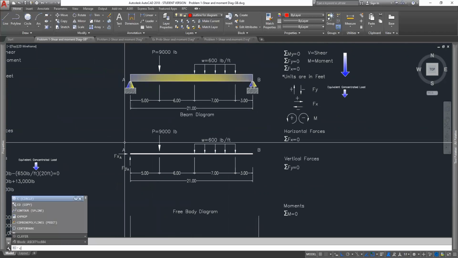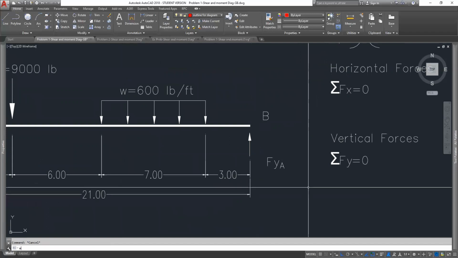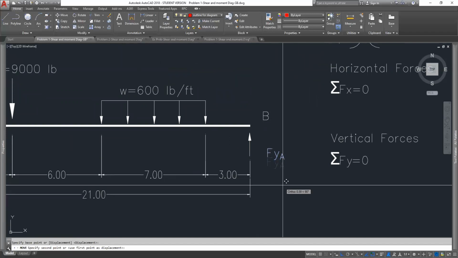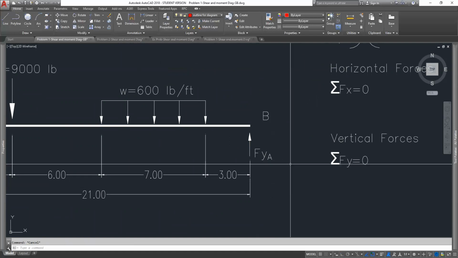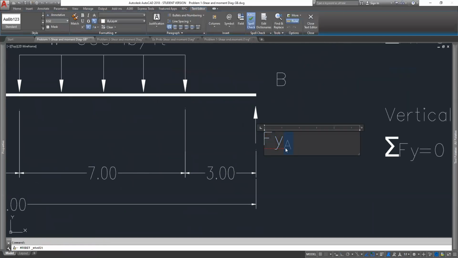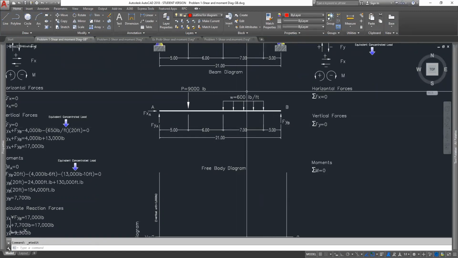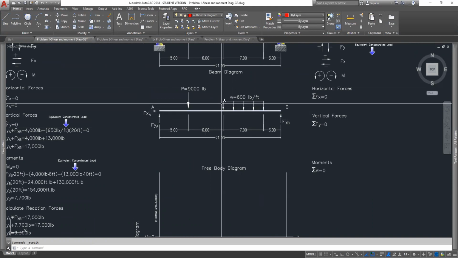So in my free body diagram, I could take this and move it over. Let me copy it over also, and I'm going to move this up in here. Because it's at location B, I need to change this, so I'm going to change this to a B and make it a subscript. So now I think we've basically completed our free body diagram.